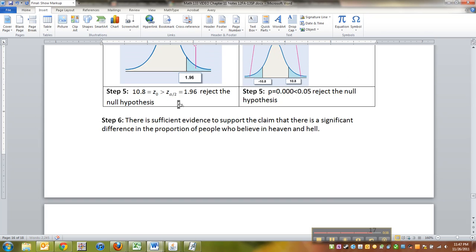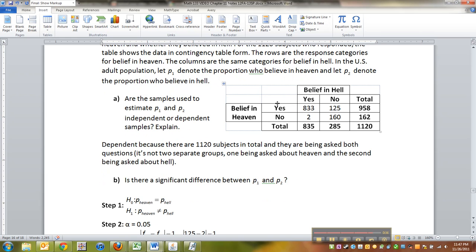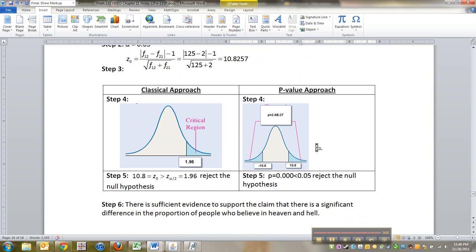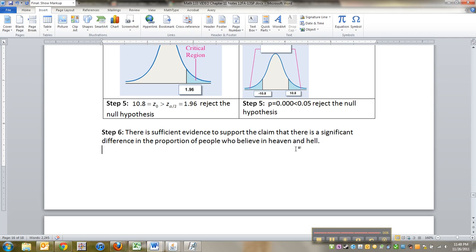And if you look at the numbers, you can see that, for example, over here, these are people that believe in both. There are only 2 people that believe in hell but don't also believe in heaven. Over here, there are 125 people who believe in heaven but don't believe that there's a hell. And over here, there are 160 people who don't believe in either. So what we're really testing is whether there's a difference between that 125 and that 2. There's a significant difference in the proportion of people who believe in heaven and hell.